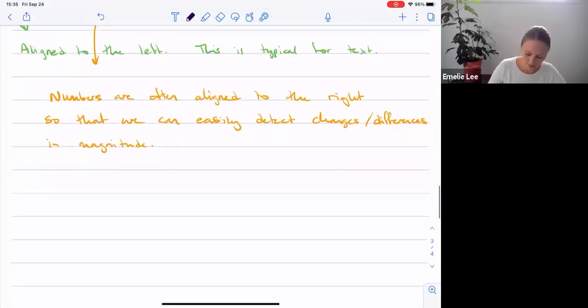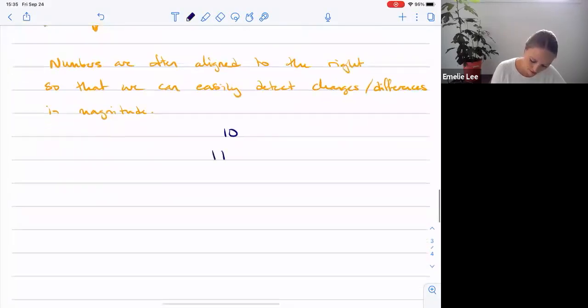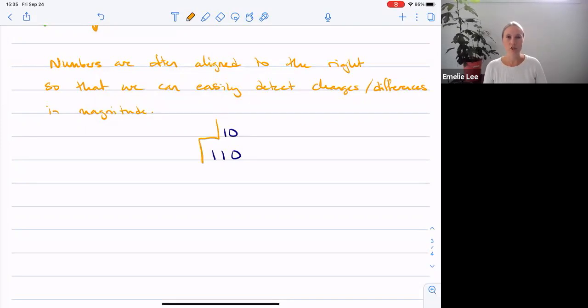For example, if I tell you there's 10 and then there's 110, you can see that there's this kind of jaggedy difference. That highlights to us that this value is larger than this value. For some reason, it's harder for our eyes to see it if we have it aligned to the left. So that's why we align numbers on the right, just in general.